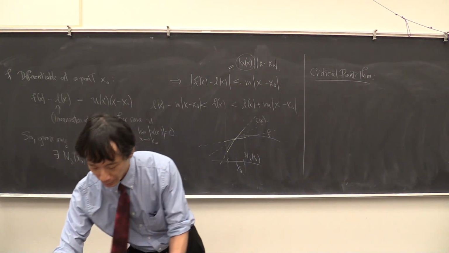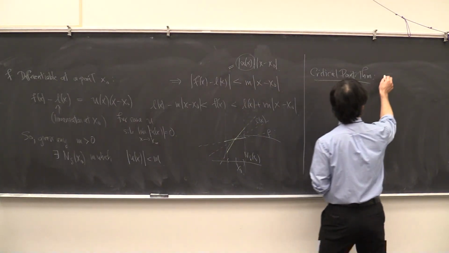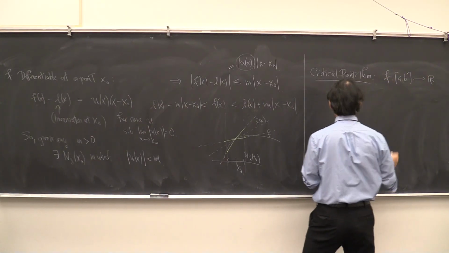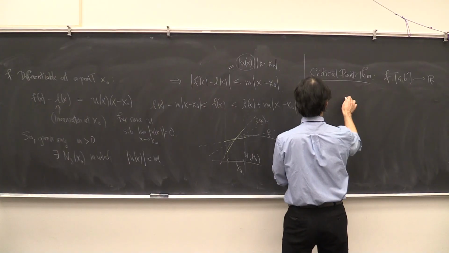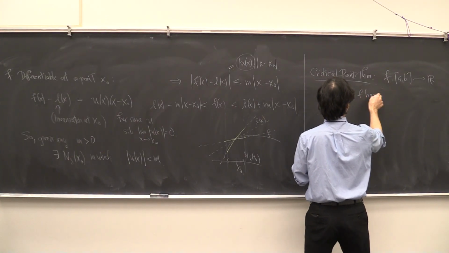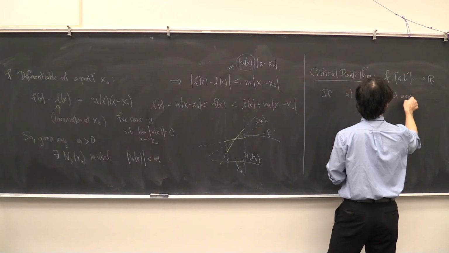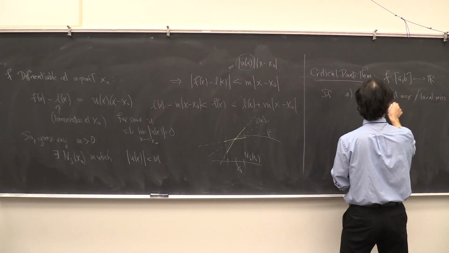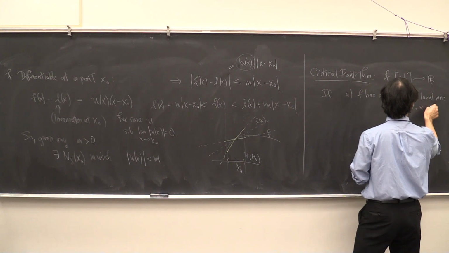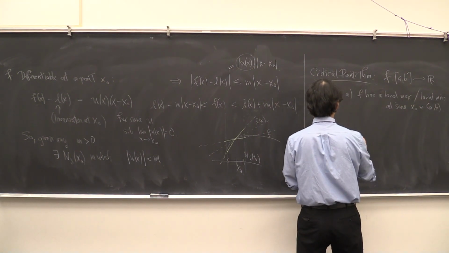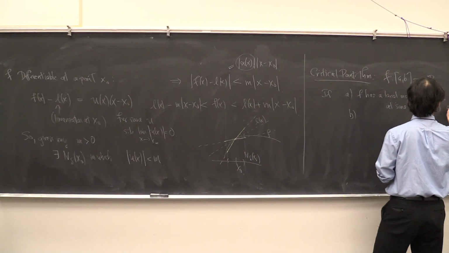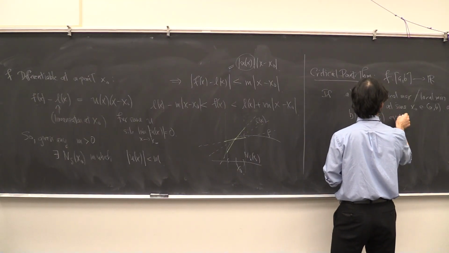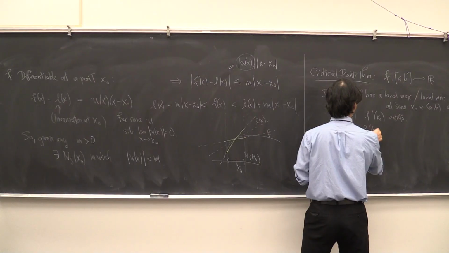Let me make sure I get it written down right. You have a function on a closed and bounded interval. If f has a local max or local min at some x naught in (a, b), and the derivative exists there, then the derivative must be 0.